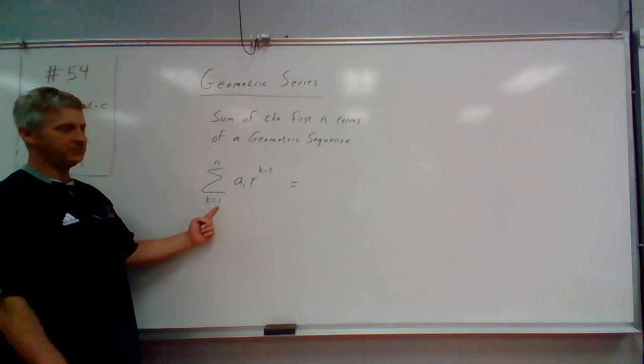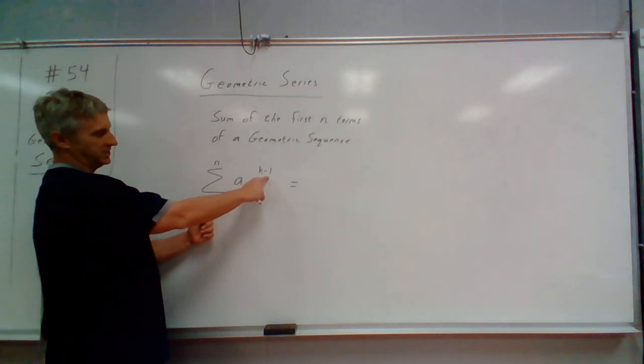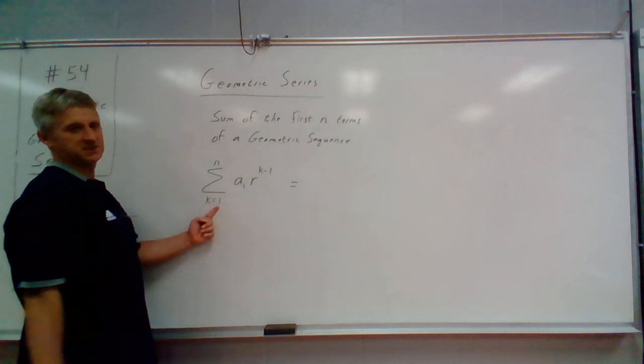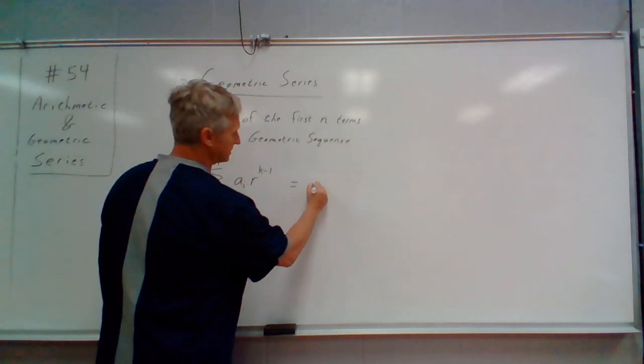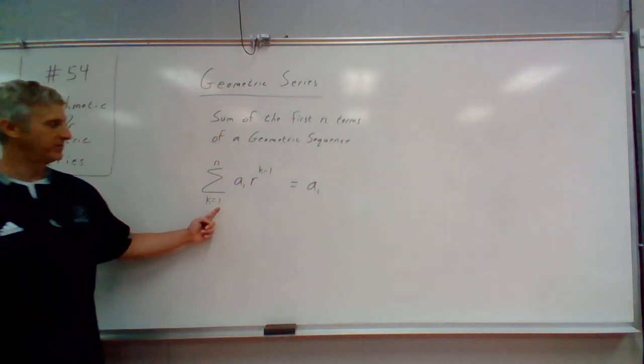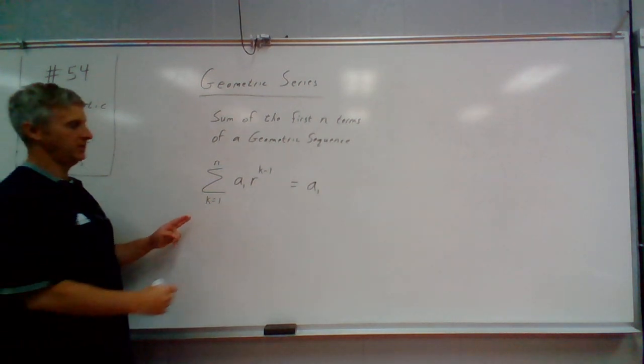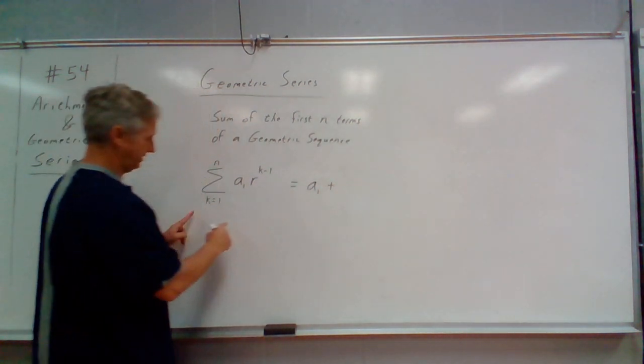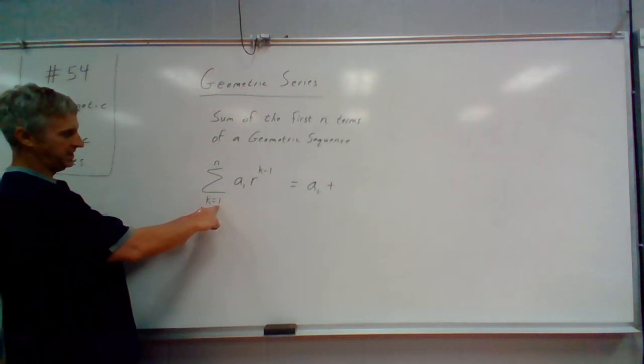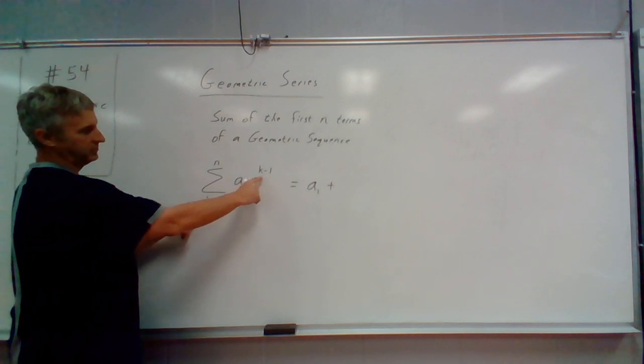So let's start with k equals 1. Put a 1 here. 1 minus 1 is 0. R to the 0 is just 1. So my first term is a sub 1, just like we wanted it to be. Okay. My next term then, I'm going to put a 2 in for k. 2 minus 1 is 1. R to the first is r.